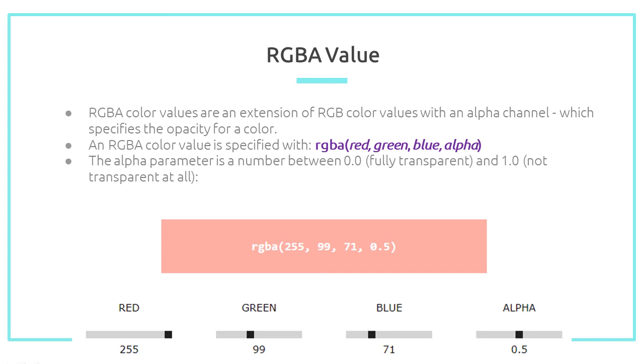RGBA value. RGBA color values are an extension of RGB color values with an alpha channel, which specifies the opacity for a color. An RGBA color value is specified with RGBA(red, green, blue, alpha). The alpha parameter is a number between 0, fully transparent, and 1, not transparent at all.